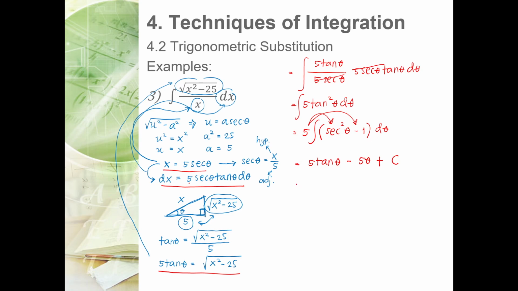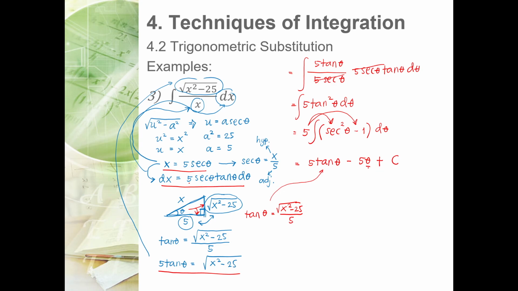Alright. So of course, we go back to the triangle. Tangent theta, that's opposite all over the adjacent side. So tangent theta is the square root of x squared minus 25 all over 5. We can now replace your tangent with this expression.